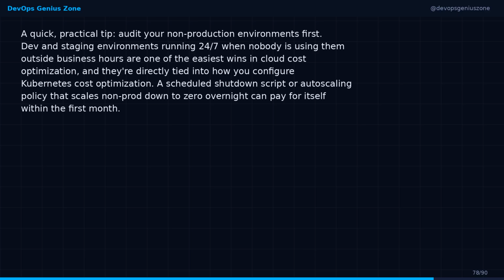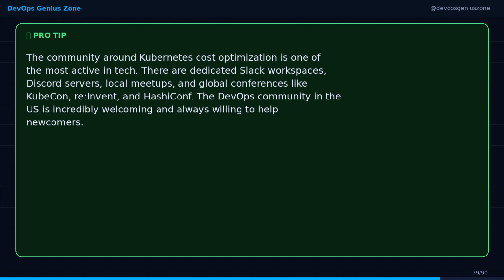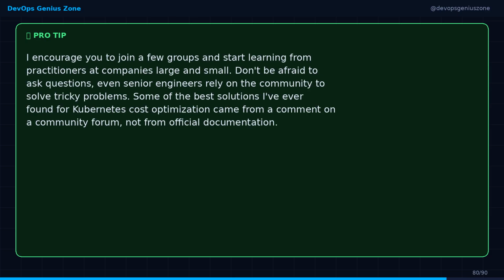A quick, practical tip: audit your non-production environments first. Dev and staging environments running 24/7 when nobody is using them outside business hours are one of the easiest wins in cloud cost optimization, and they're directly tied into how you configure Kubernetes cost optimization. A scheduled shutdown script or autoscaling policy that scales non-prod down to 0 overnight can pay for itself within the first month.